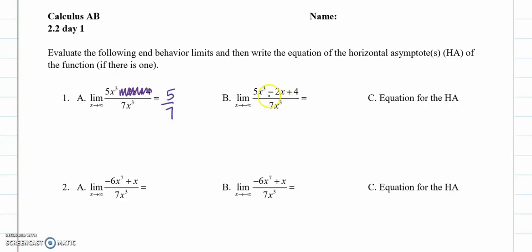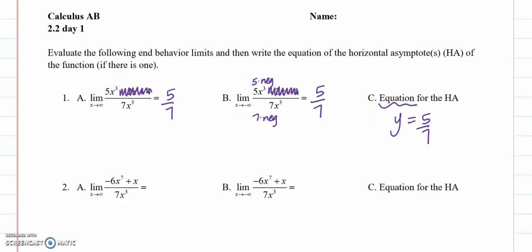A similar argument is made for b. I'm going to cross out the stuff that won't matter. And even if you're plugging in a negative infinity here, you really should pay attention to the fact that it's a cubic, and so that number will be negative. But your denominator is also behaving the same way, and so it is also going to 5/7. The equation for the horizontal asymptote is y equals 5/7. Make sure you've got an equation there.